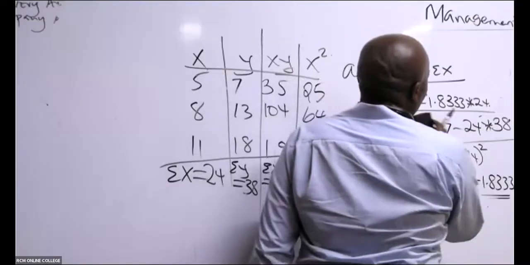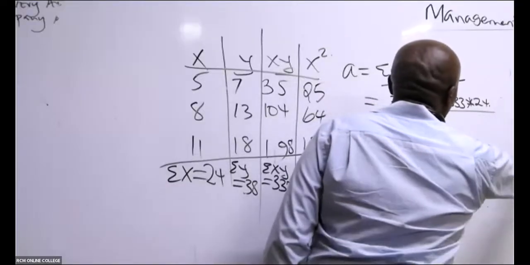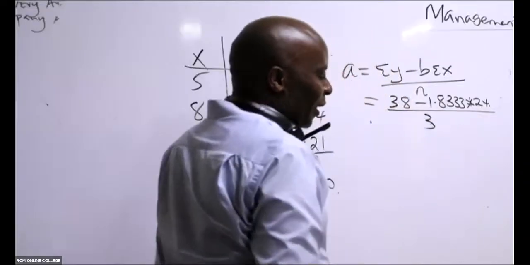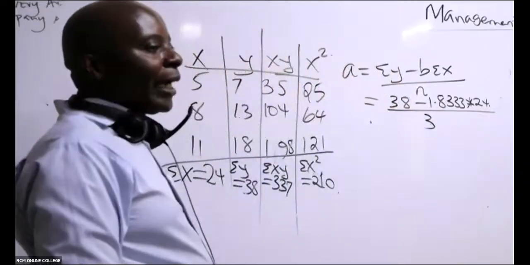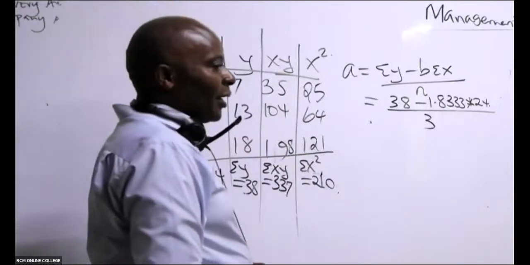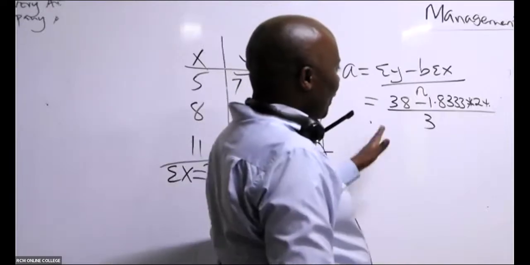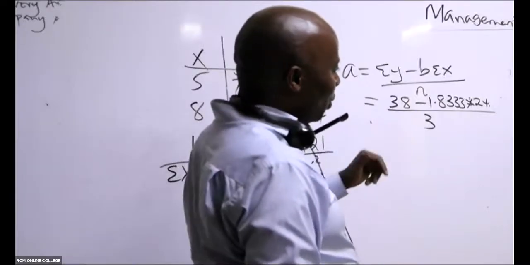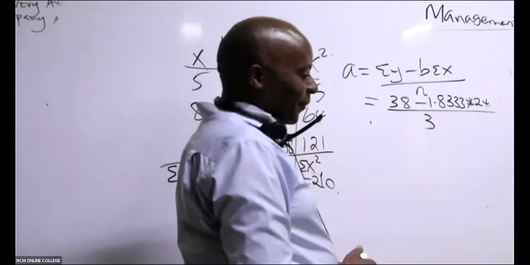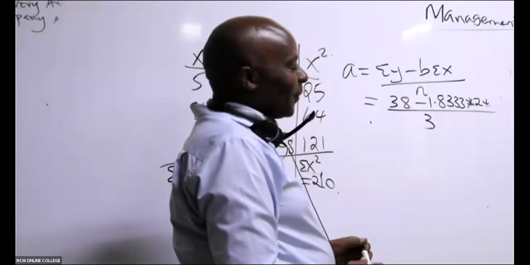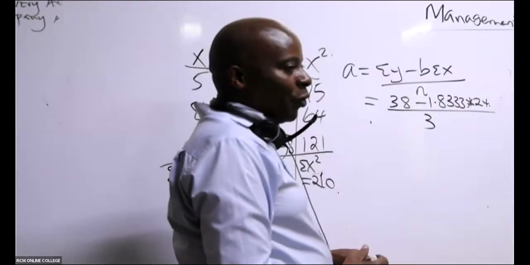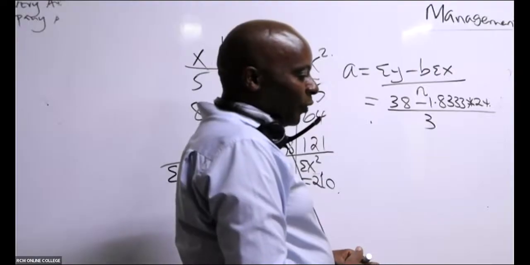Number of points. N is the number of points. And how many points are there? There are three, isn't it? 3 points. So then can you kindly give me the numerator? 38 minus 1.8333 times 24. 38 minus 1.8333 times 24 will end up giving me what figure?